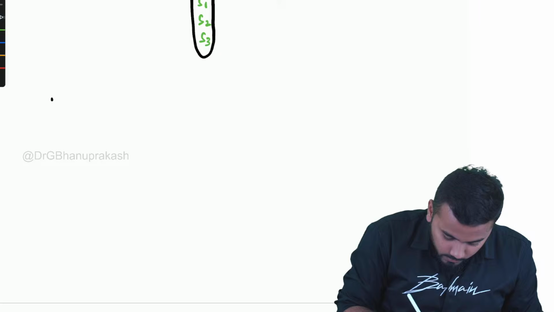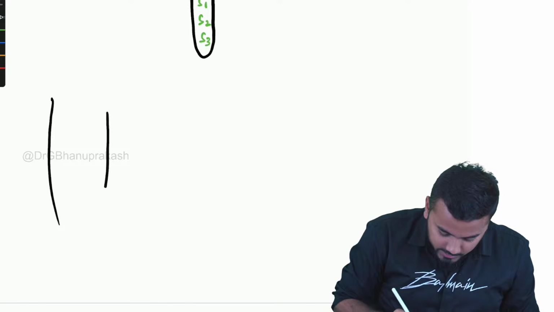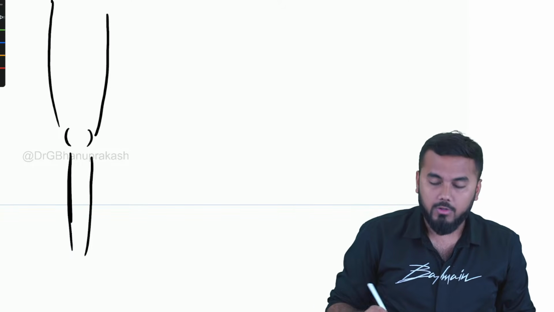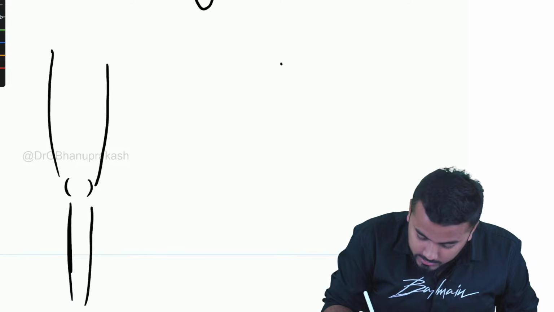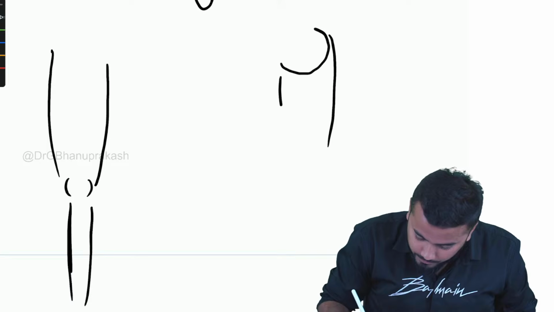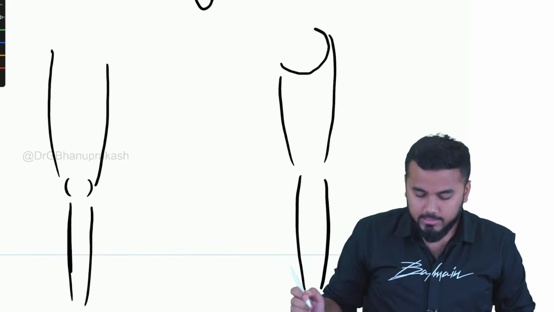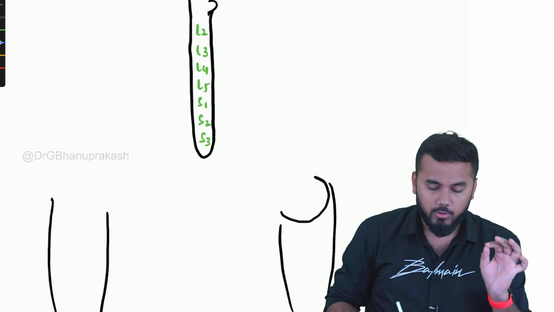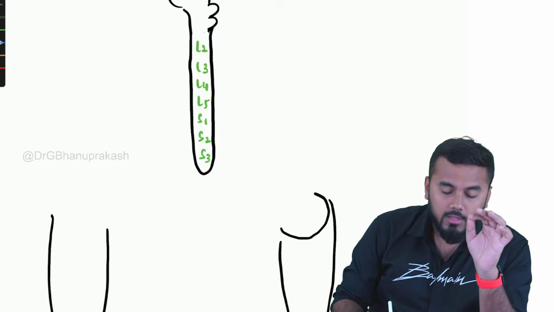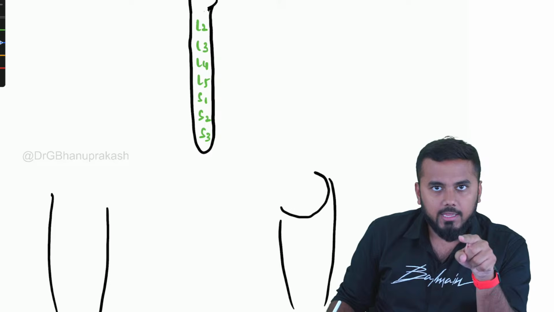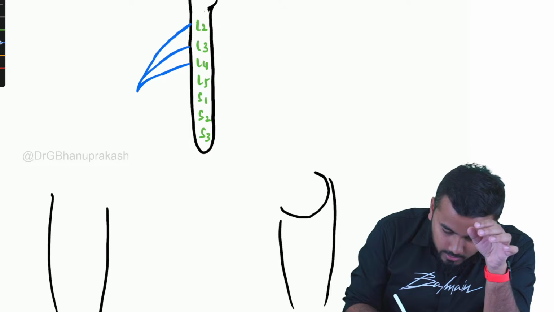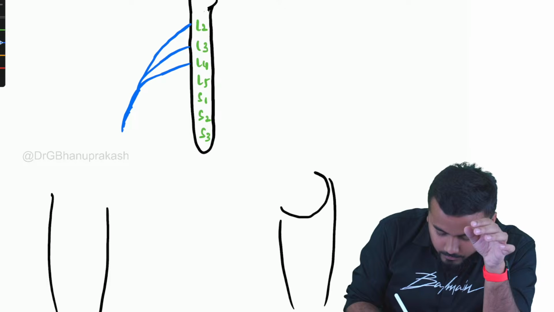Now, this is the anterior region of the thigh. Now I'm drawing the posterior region. This is the posterior part of the thigh. What I'm trying to teach you, listen here, look here, is that from L2, from L3, and from L4, all of them join together to form a nerve.